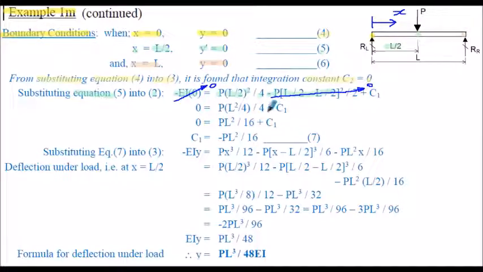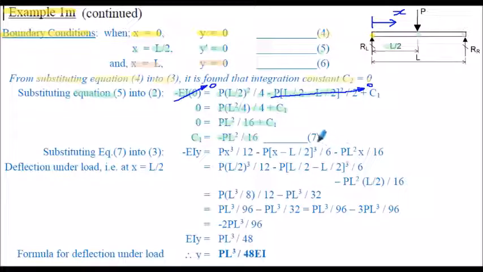So we'll end up with 0 is equal to PL squared upon 4, which is the bracket squared, L upon 2 all squared becomes L squared upon 4, that's still divided by 4, and then we will add our C1. Next line, tidying the bracket up, we've got 0 is equal to PL squared divided by 16, 4 times 4 is 16, plus C1. So now we can rearrange for C1. C1 is equal to negative PL squared divided by 16.